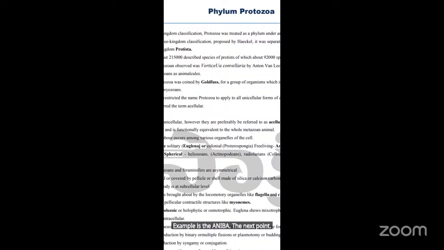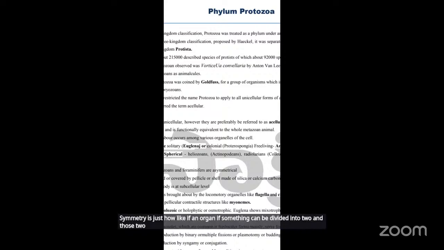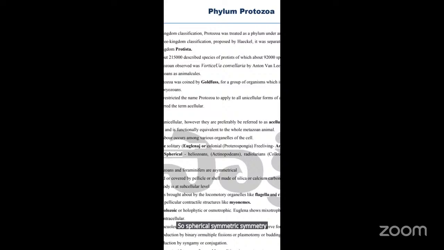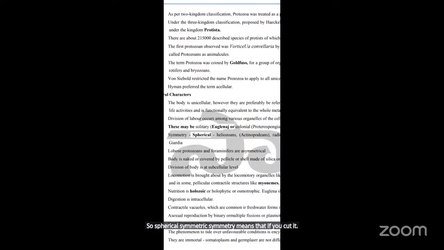An example is the amoeba. Okay, the next point. Symmetry. Symmetry is just if something can be divided into two, and those two are equal parts, then you can say it's symmetrical. So spherical symmetry means that if you cut it, both halves will be equal, their two halves will be spherical in shape and equal. Examples are the Heliozoa. We also have actinopodians, radiolarians, Collozoum.